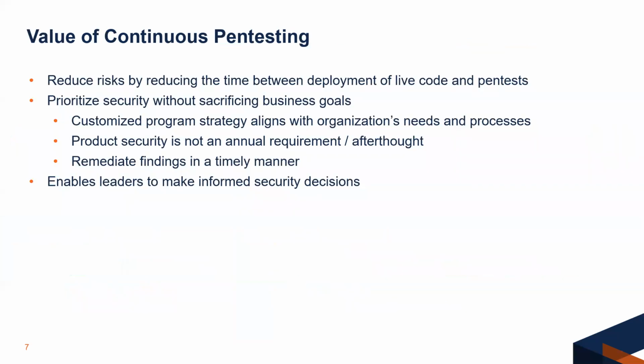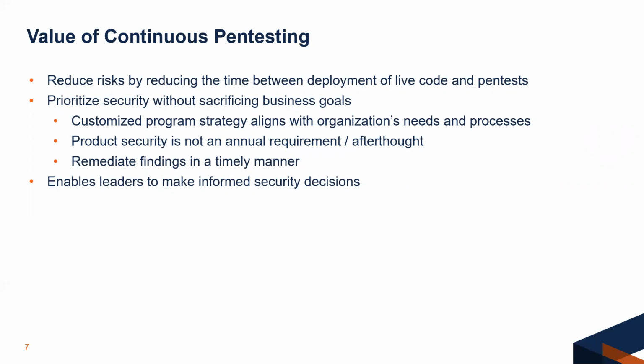So, what is the value of this? Why should organizations move to this model? With this approach, organizations are able to reduce risk and exposure to risk by reducing the time between deployment of live code and pen test. If right after an annual pen test, a vulnerability is introduced in the next iterative release, organizations are waiting almost a year or worse for the public to inform them to find out.